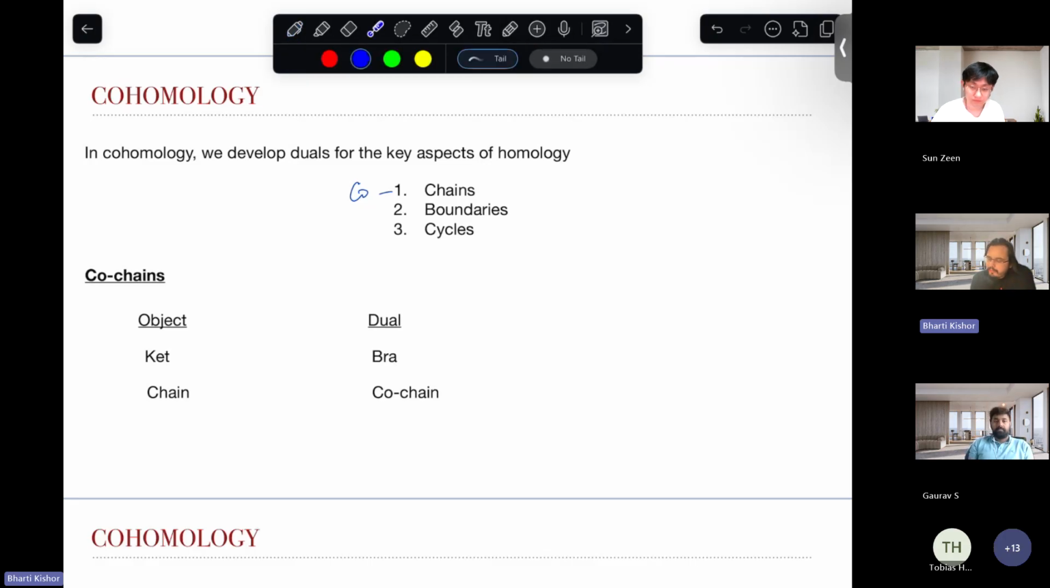So it's similar to, okay, let me write here. Yeah. It's similar to the dual thing that we talk about, ket, for example. So you have ket, the dual object is bra. Similarly, for chain, you get co-chain.